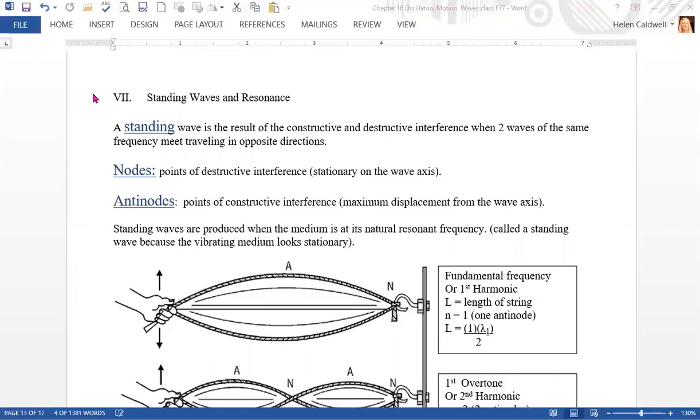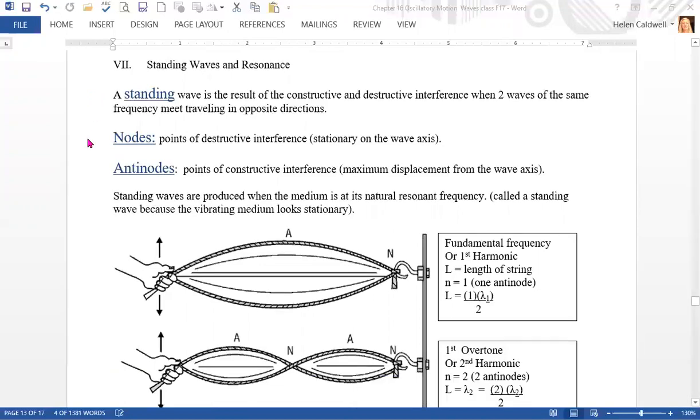So with a standing wave, even though the string or the wire or whatever it is looks stationary, that's why they call it a standing wave. It looks like it's standing still. Even though it looks stationary, it's really moving. And like I said, it just moves in concert and very quickly. And we'll do this in lab.